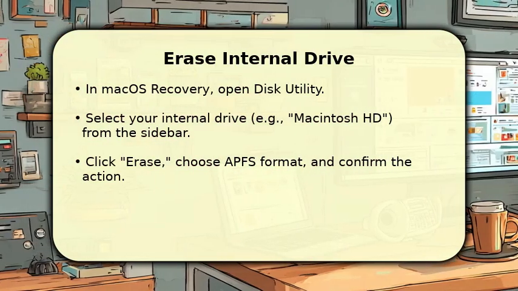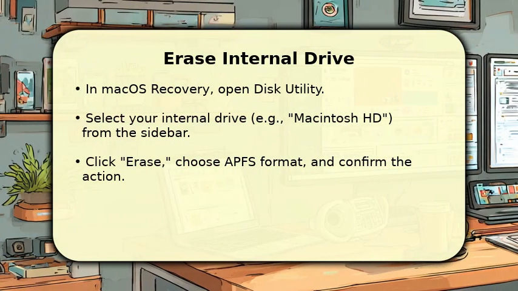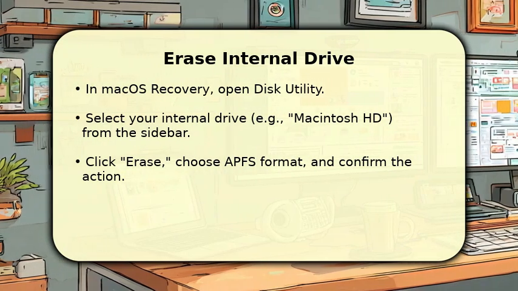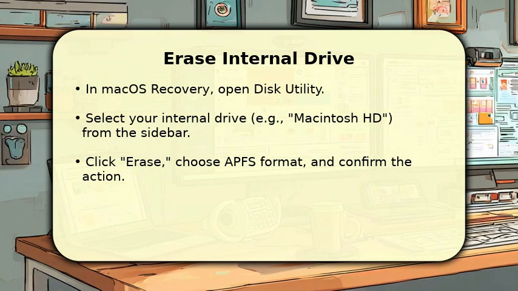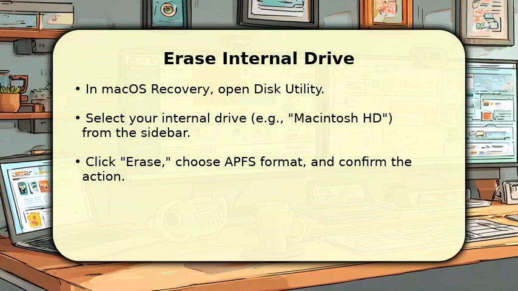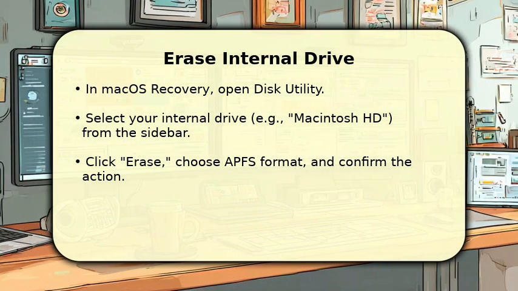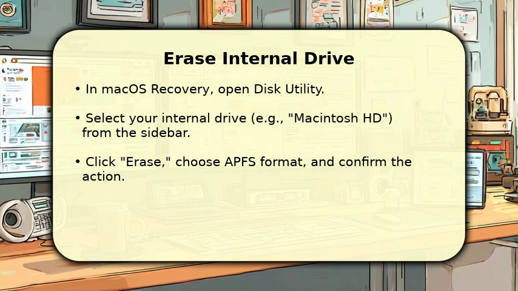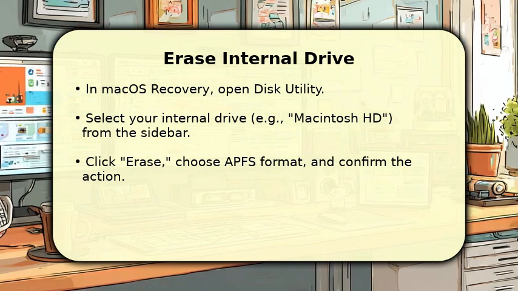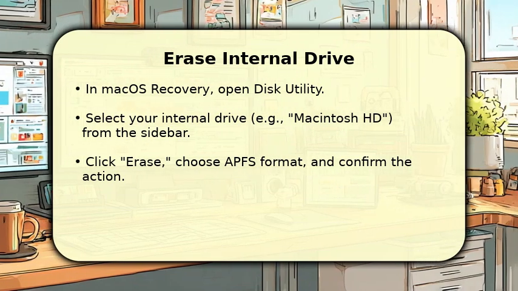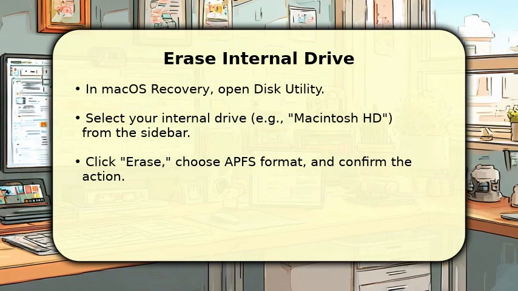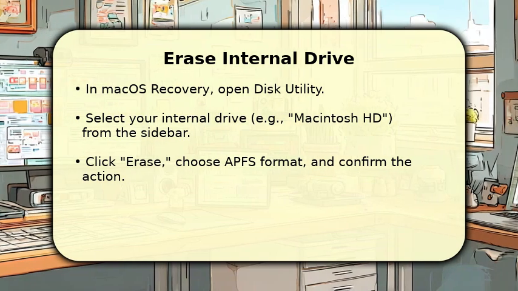With macOS Recovery active, open Disk Utility from the Utilities window. In the sidebar, select your internal drive, typically named Macintosh HD. Click the Erase button in the toolbar. Choose APFS as the format and confirm your action. This process will securely wipe all data from your primary storage, making it ready for a fresh start.